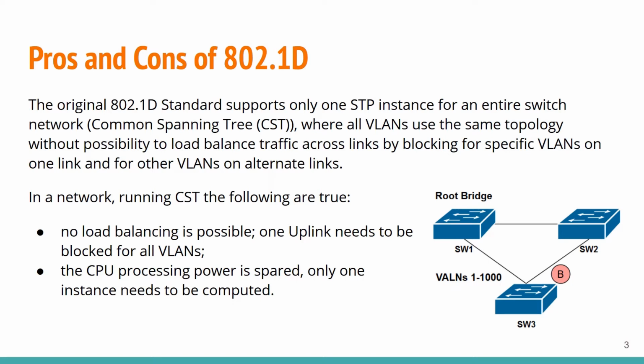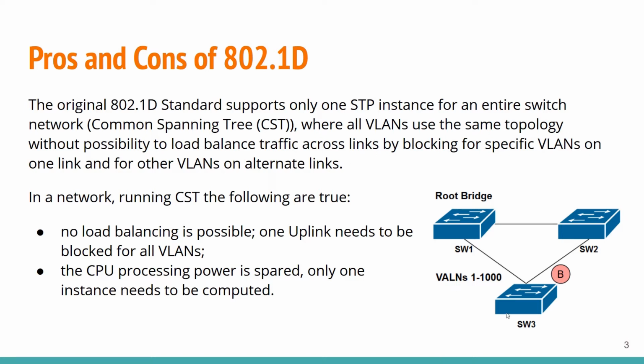In a network running CST, the following are true. No load balancing is possible. One uplink needs to be blocked for all VLANs. The CPU processing power is spared. Only one instance needs to be computed.